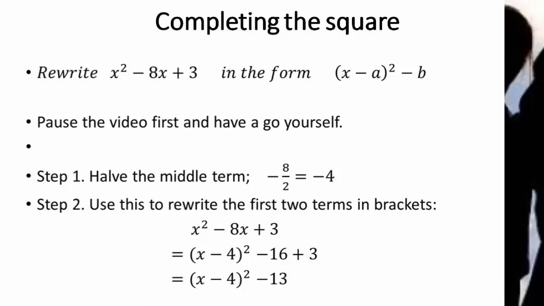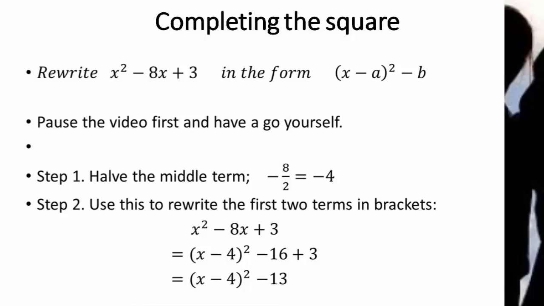Here we've got -8, and so when we halve it, we're going to get -4. Once we've halved the middle term, we now write x minus half that middle term, or if it was positive, x plus, x minus 4 squared in brackets. Now, if you think about what x minus 4 squared actually multiplies out to give, it actually multiplies out to give x squared minus 8x plus 16. If you want to pause the video and check that, please be my guest.